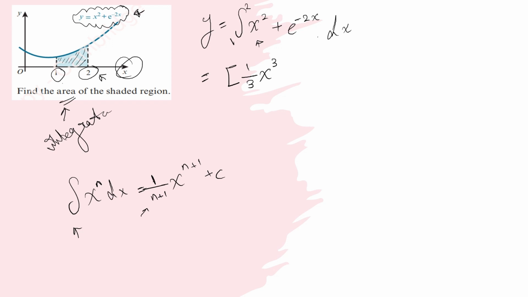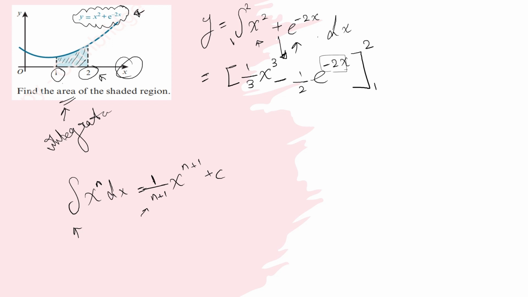This part is okay. And this one, it will be plus e power negative 2x, but don't forget to divide it by the differentiation of the power of x. It will be 1 over negative 2, so it will be negative here. The limits are from 1 to 2.